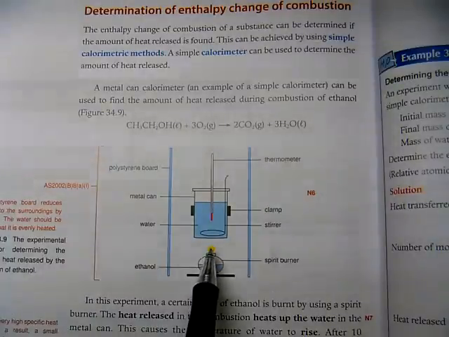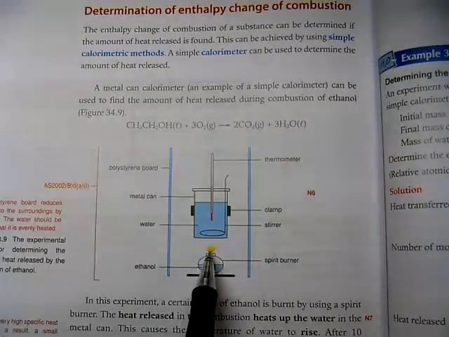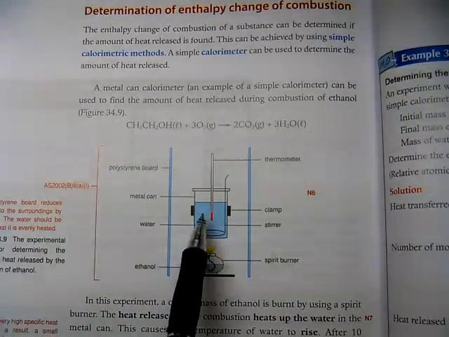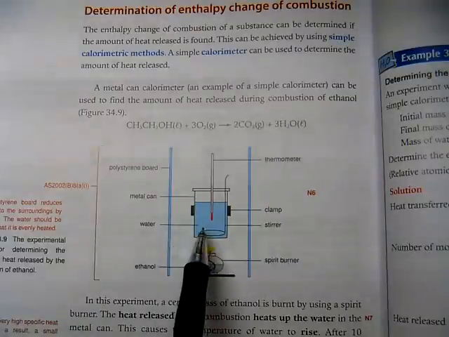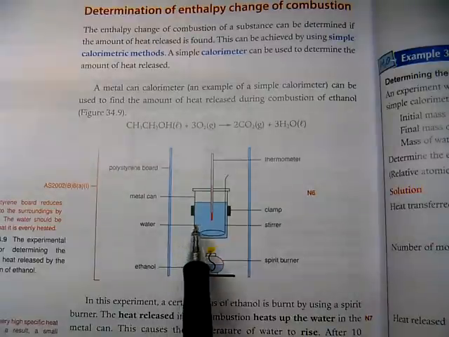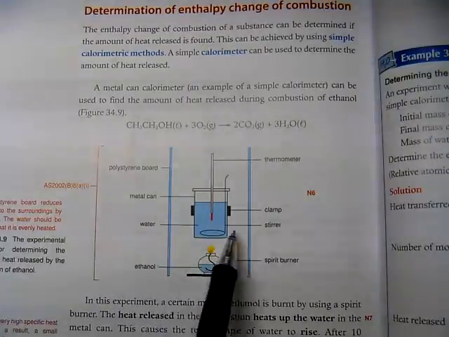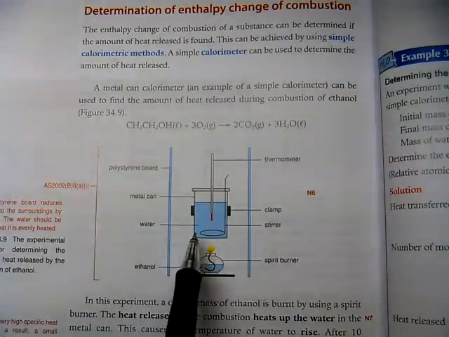Heat is released during burning of ethanol. In order to determine the amount of heat released, the heat released is transferred to the water inside a metal can. Use a stirrer and then measure the temperature change of the water. A polystyrene board is used to reduce heat loss to the surrounding.